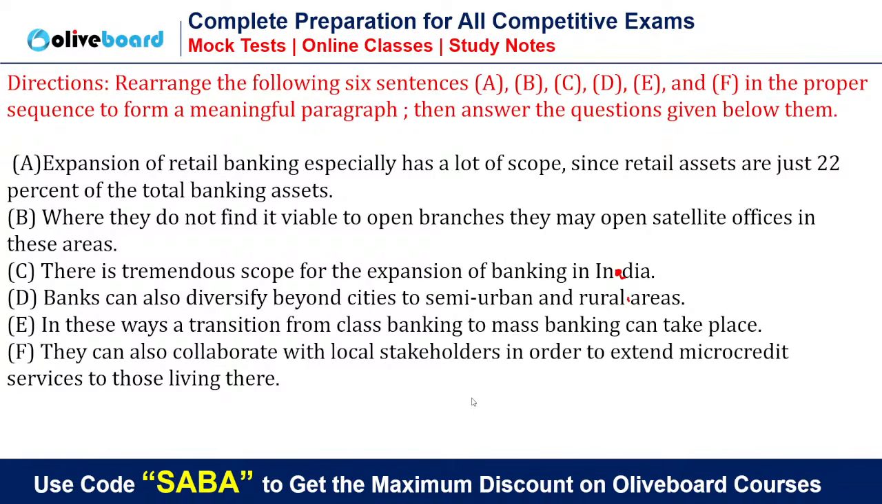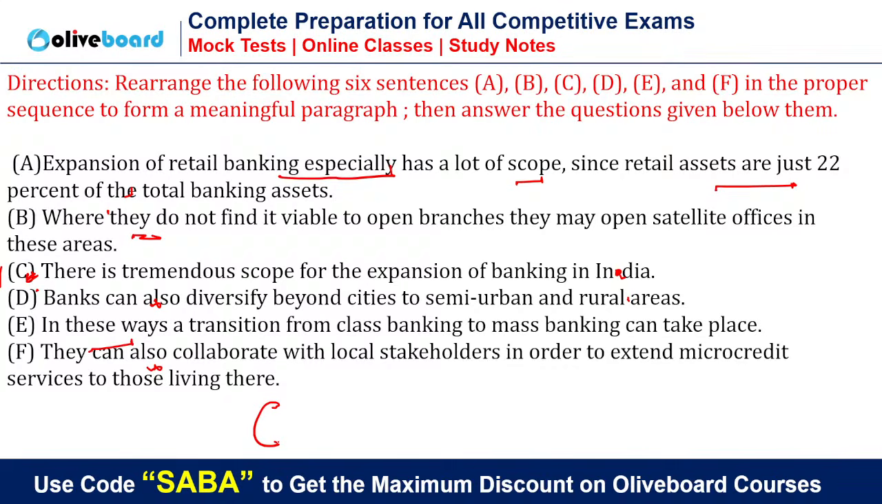Can we start with C? Expansion of retail banking especially has a lot of scope since retail assets are just 22% of the total banking assets. Where they do not find it viable to open branches, they may open satellite offices in these areas. We cannot start with B. There is tremendous scope for the expansion of banking in India. Can't we start with C? Banks can also... we cannot start with this. In these ways... we cannot start with this. Also is given. So I think the opening sentence will be C only, no?